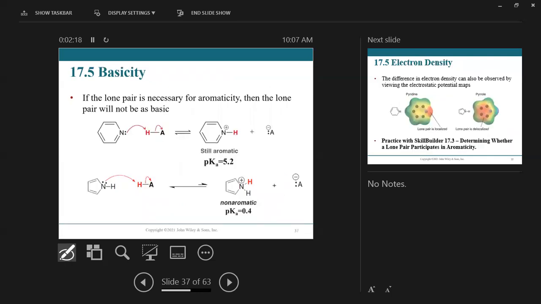So if the lone pair is necessary for aromaticity, then the lone pair will not be as basic. It says it's still aromatic, and here it's non-aromatic. That's because we're at the 4n, we're not 4n plus 2. We can't get that with this right here. If we put a 0 here, we get 2. If we put a 1 in here, we get 6. And we have only 4 pi electrons.